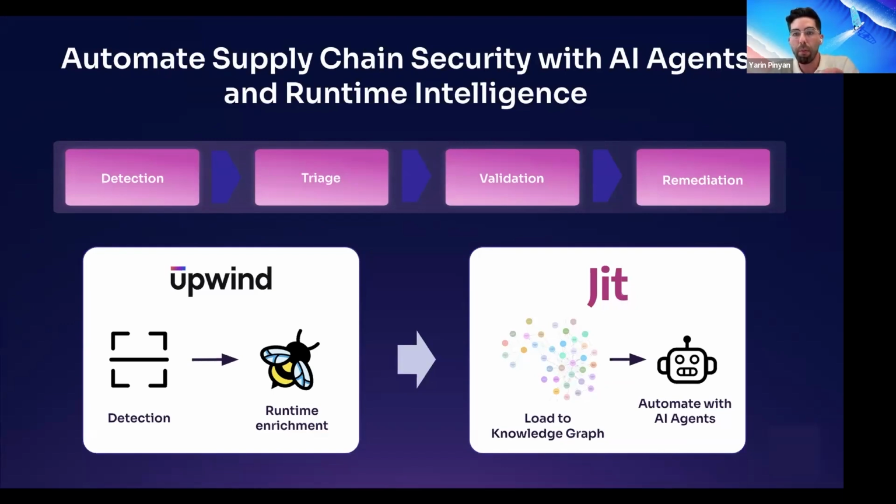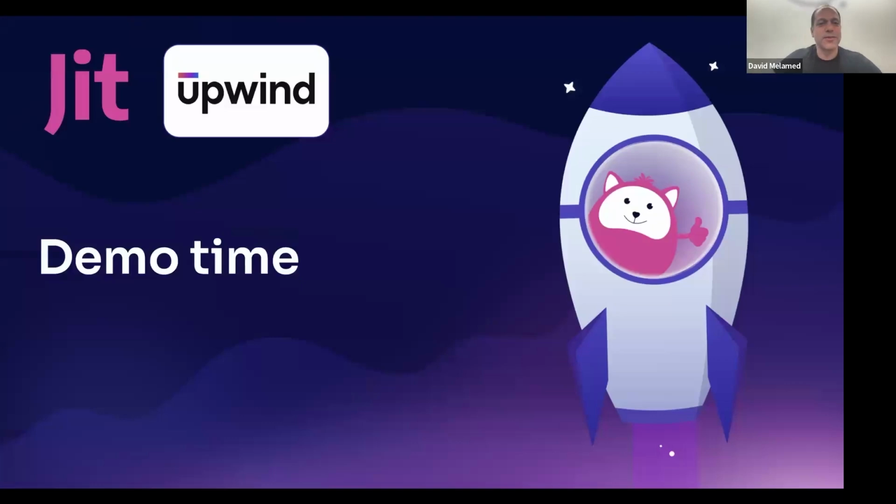And this integration between Upwind and Jit just allows Upwind to first get a lot of visibility about the remediation and the triage that Jit is providing their customers. And from the Upwind side, Upwind is able to provide Jit all the context that is just missing for all the AI agents out there. And that's why I think this integration and partnership is really valuable. And yeah, we'll see that in the demo. Yeah, let's jump into the demo.